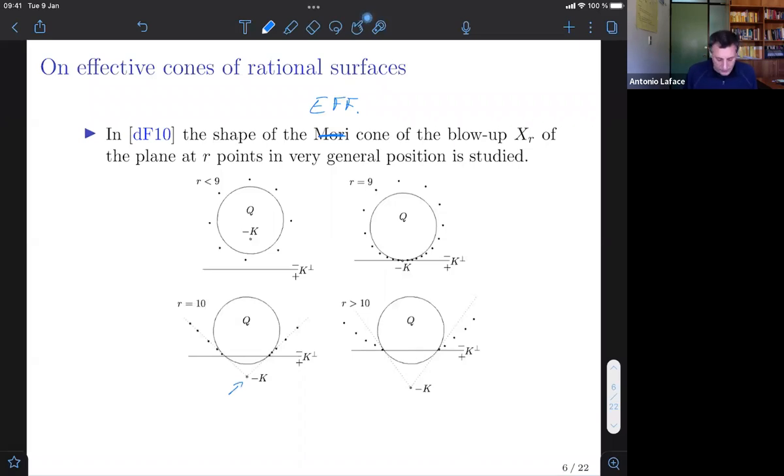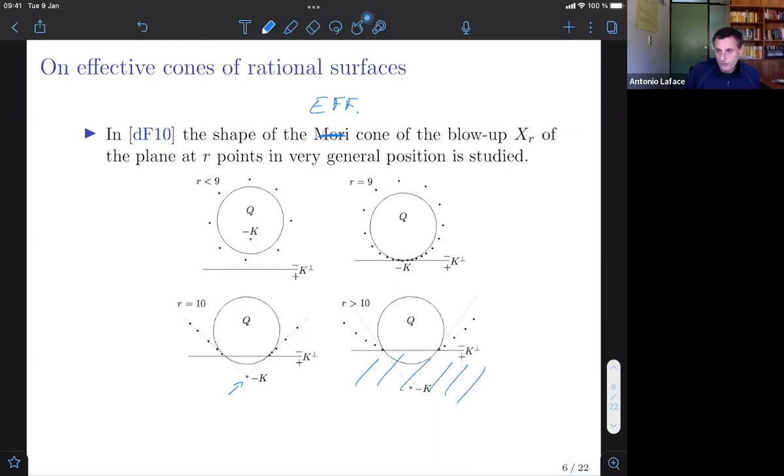So the big question is what happens in the unknown part of the effective cone. Unknown from the point of view of Mori theory. This is the part where classes have intersection product greater than or equal to 0 with the canonical class. So it's exactly this bottom part.